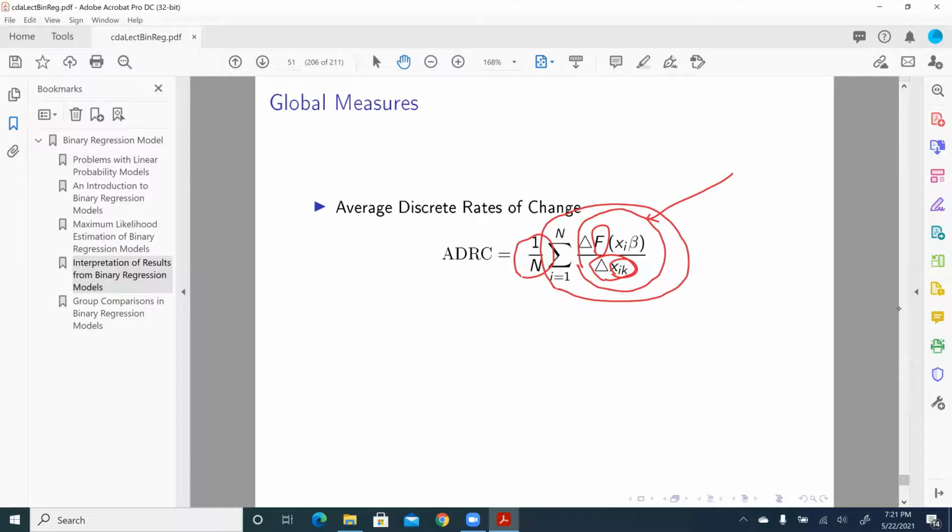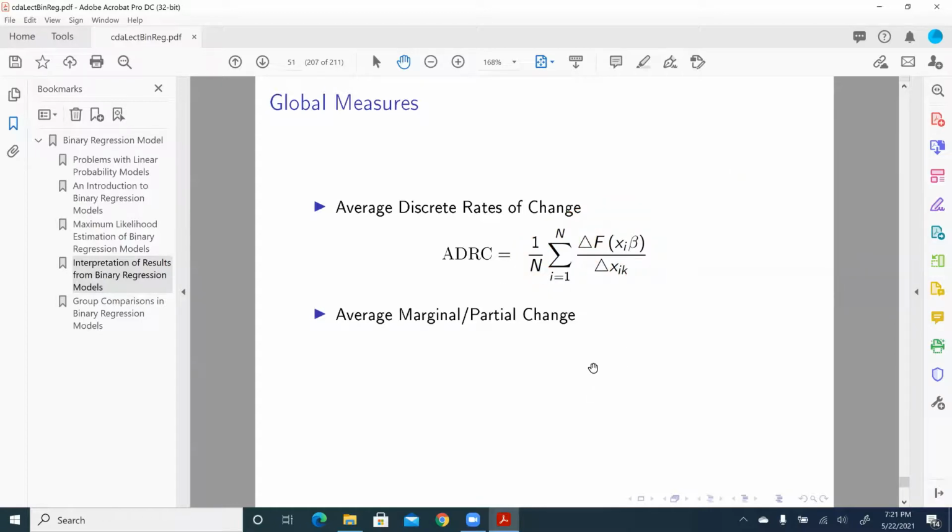And usually for that one, we're gonna change just the values of one variable of our interest and hold all other covariates at their observed values for every single case, okay?